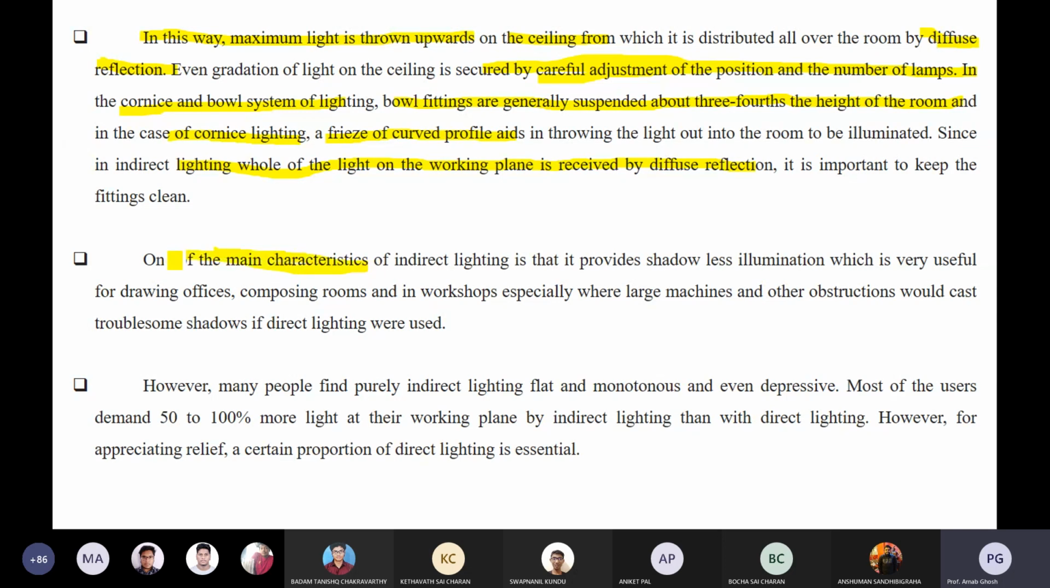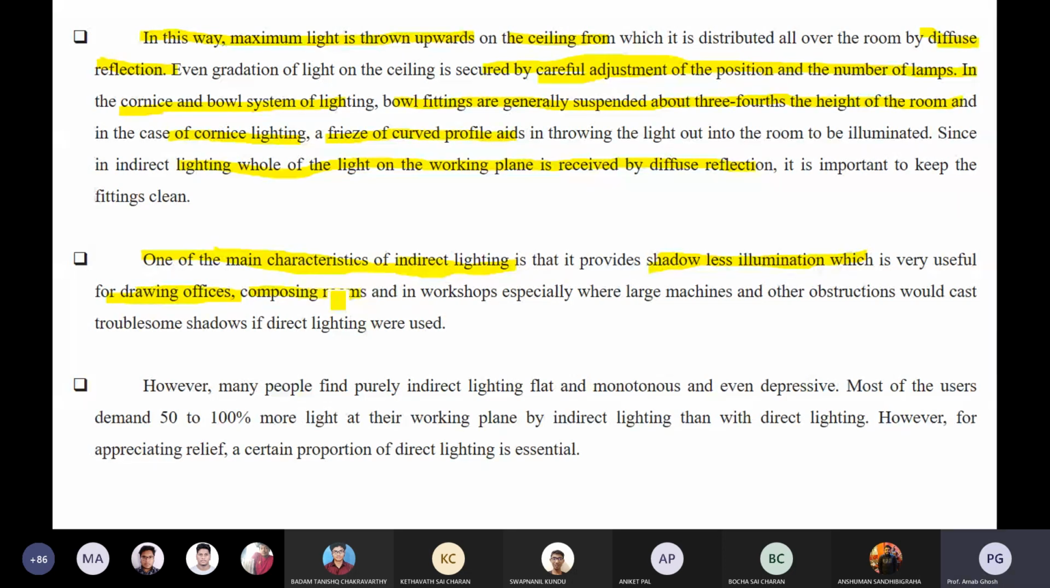One of the main characteristics of indirect lighting is that it provides shadowless illumination. Shadowless illumination is very useful for a drawing office. Drawing office means when you are doing engineering drawing, at that time we are instructed, I don't know if you recall those first year days of engineering, strictly instructed that there should not be any shadow when you are making a drawing. There is a chance of mismatching points.